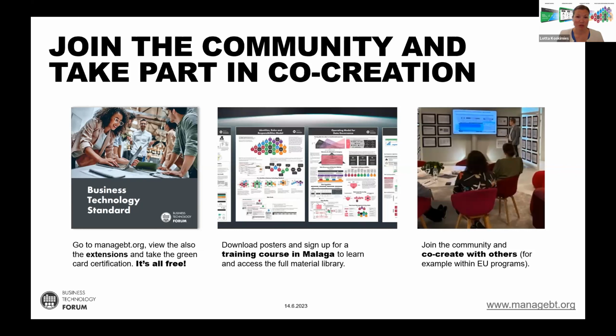It is also possible to join a co-creational program with the Business Technology Forum, and those examples are, for example, EU programs, or specific programs with the public or private sector organizations.